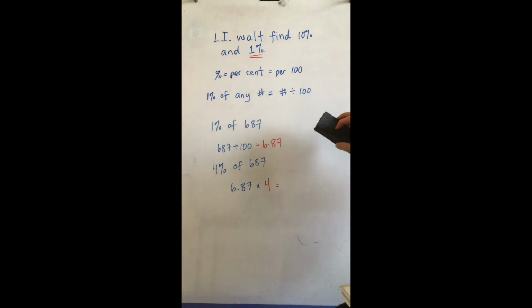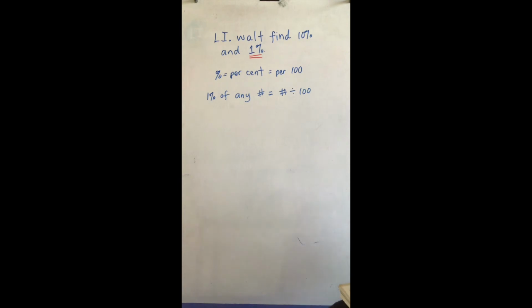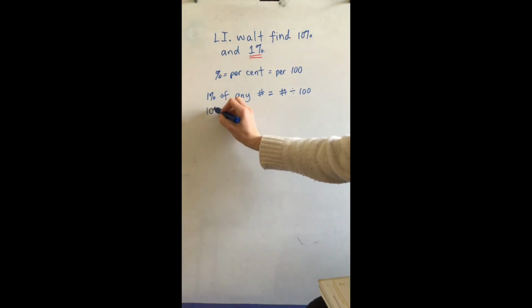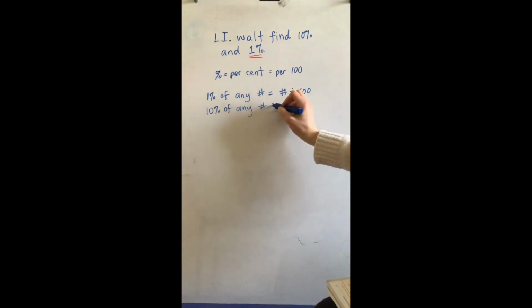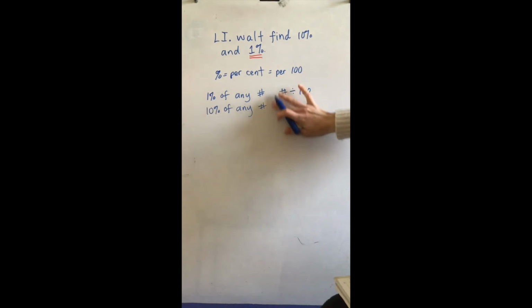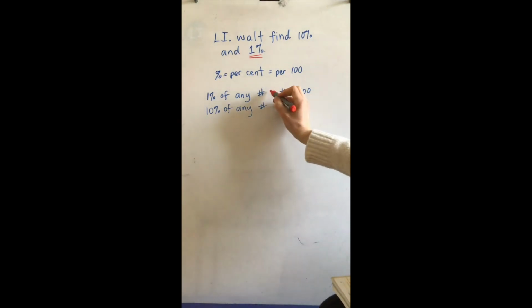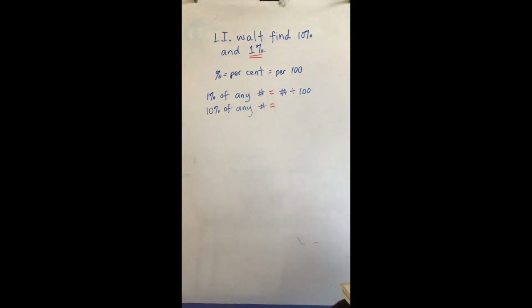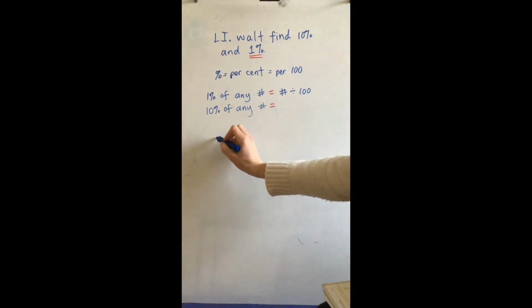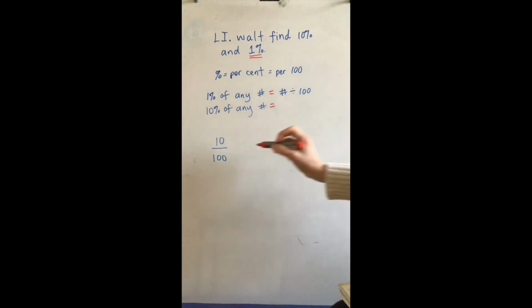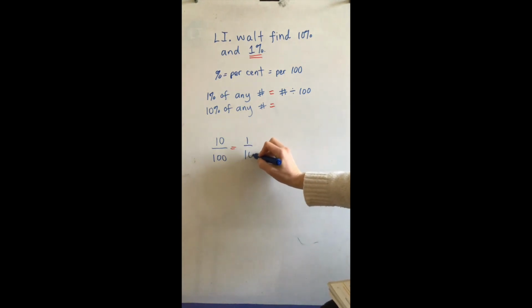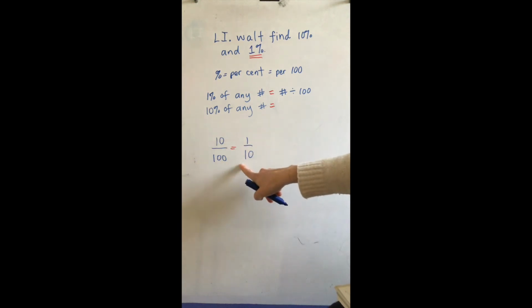If we wanted to find 10% of any number, what would we do? I'll use the red for that to make it a bit more clear. If I wanted to find 10% of any number, let's think. What is 10%? 10% is 10 over 100, which is also equal to 1 over 10. So we've got 10 over 100 equal to 1 over 10.